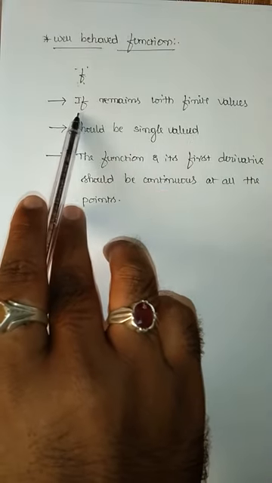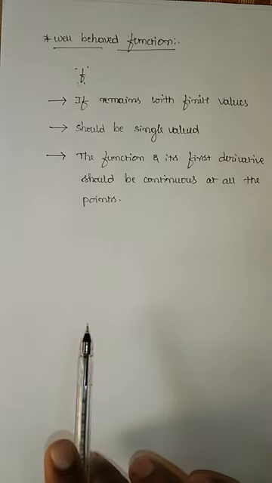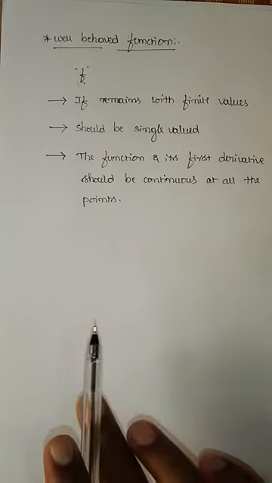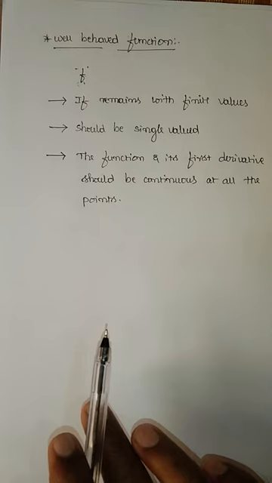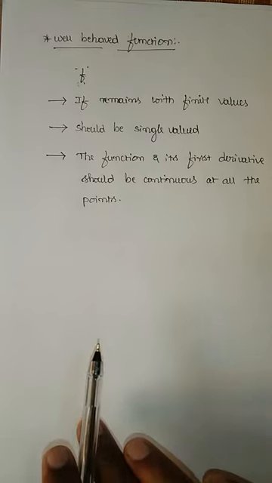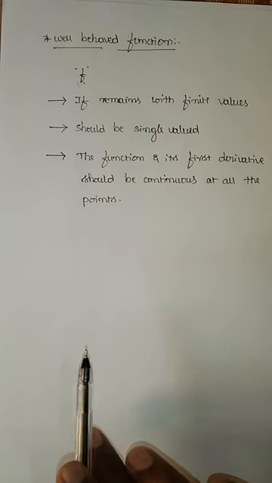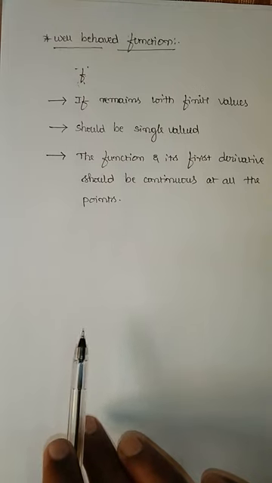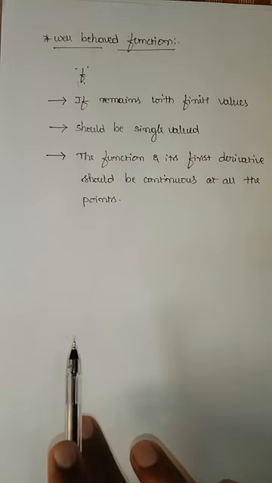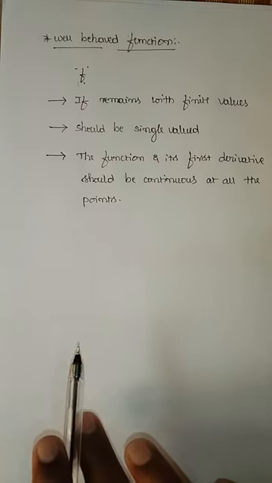First condition, the function should remain with finite values, meaning the function should have a finite value. You may get a doubt in your mind. What if the function is not having a finite value? Meaning if it is having infinite value, what could be the problem? The logic behind this concept is, if a function is having infinite value at any point, that actually means the function is giving information about infinite probability of finding the particle at that particular point. That actually creates an absurdity in view of the quantum mechanical concept.